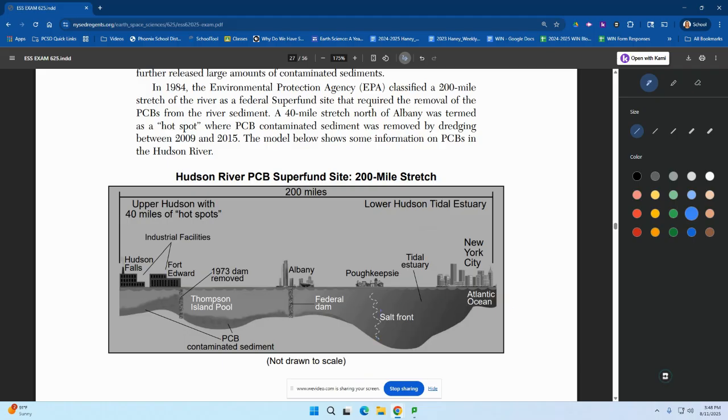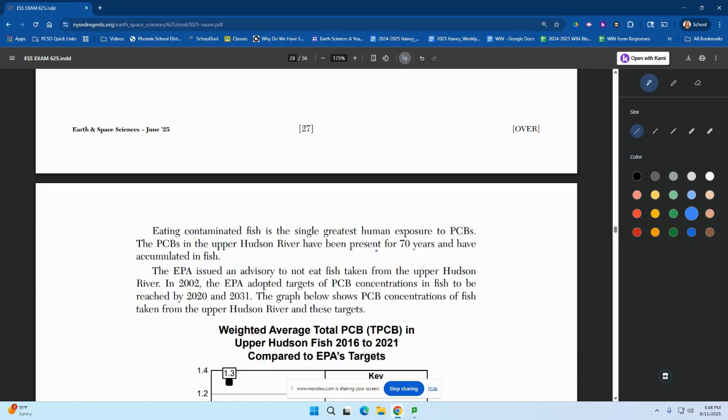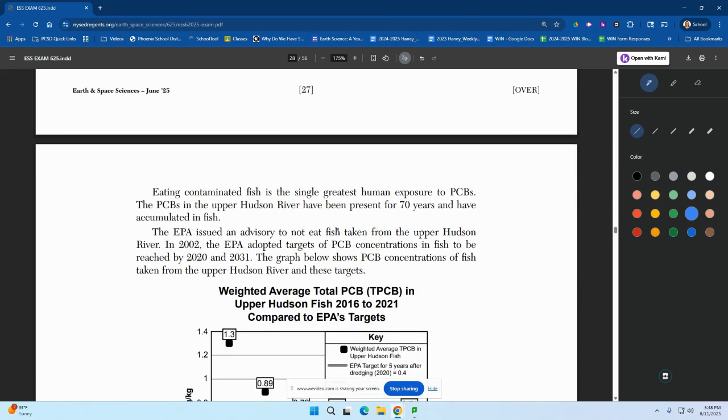So we have our ocean water meeting our fresh water. We have a couple dams in place, so they're holding back the sediment in a couple of these areas, and they're showing us our industries and our different locations, right? Our different cities. Okay. It says eating contaminated fish is the single greatest human exposure to PCBs.